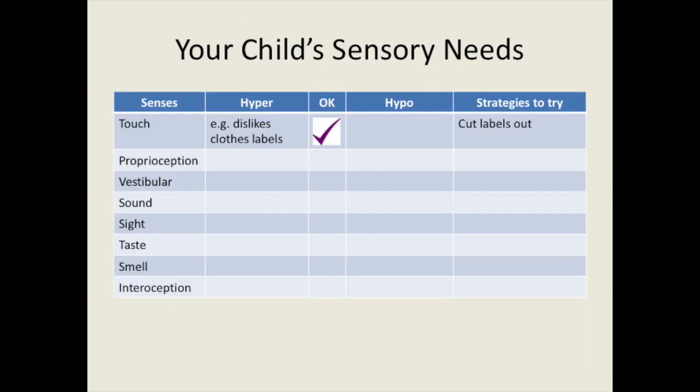Please find in your sensory parenting pack the form called Your Child's Sensory Needs. As I go through each sensory system, think about and jot down on this form which senses your child has difficulties with and what strategies you think will be helpful. This will help you formulate a sensory plan.